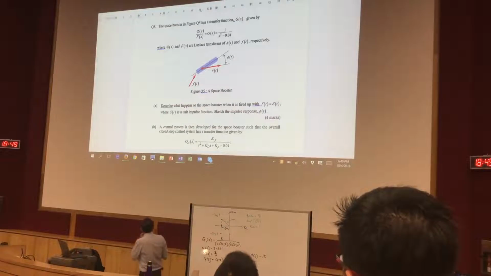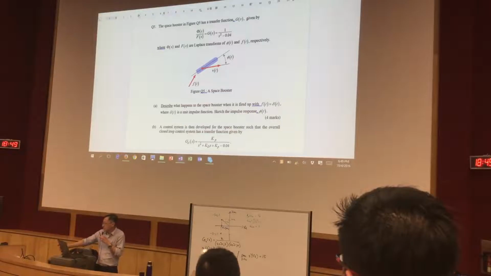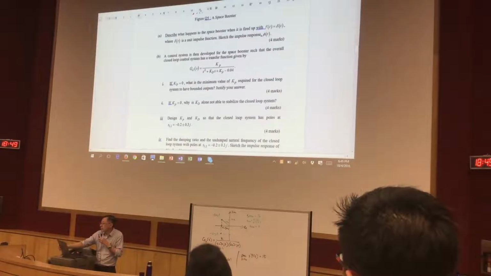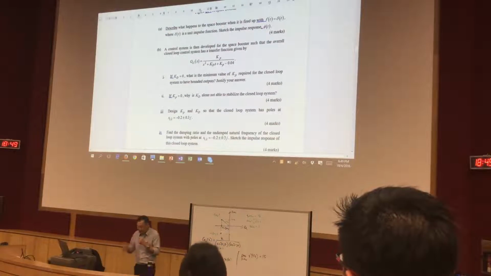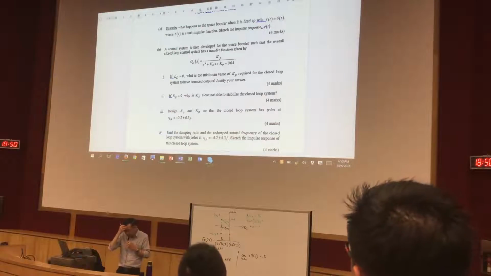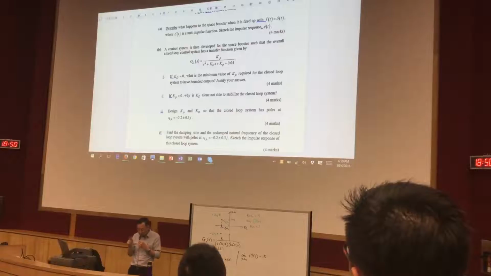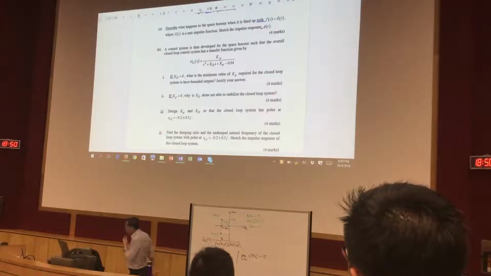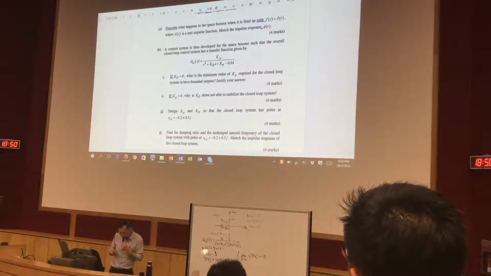Second part. Part B. A control system is then developed for the space booster such that the overall closed loop control system has this transfer function. If KD is 0, this is 0. What is the minimum value of KP required for the closed loop system to have bounded output?